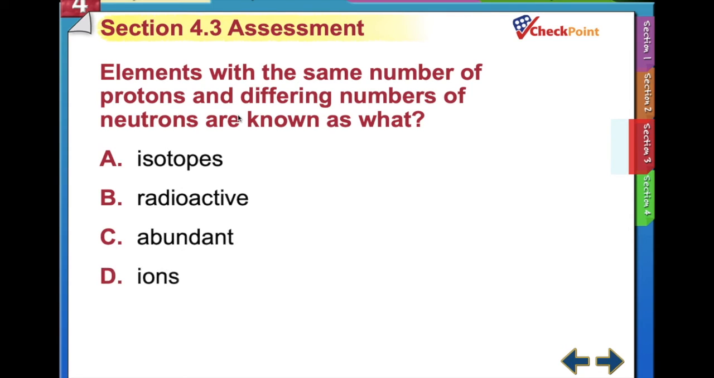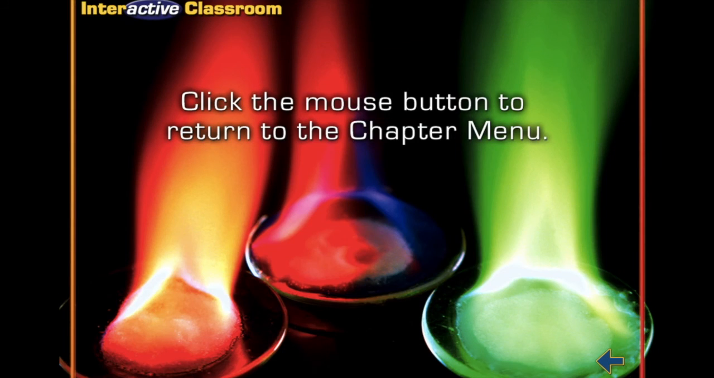Elements with the same number of protons and differing numbers of neutrons are known as what? Well, we can use our testing strategy. Isotopes, maybe. Radioactive, we didn't talk about that at all. Abundant, Ions, we have not talked about at all. That comes later in the semester. So let's go with isotopes. So there we go. You now know stuff about isotopes.